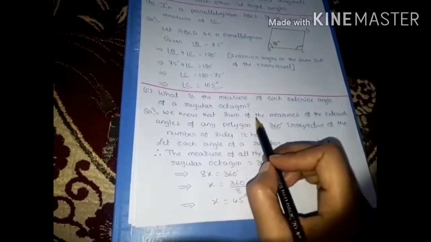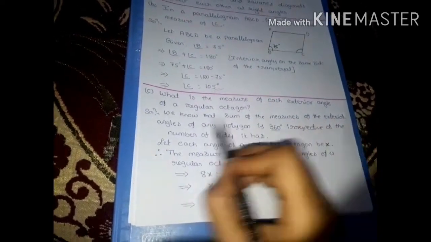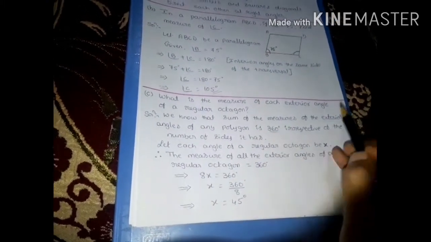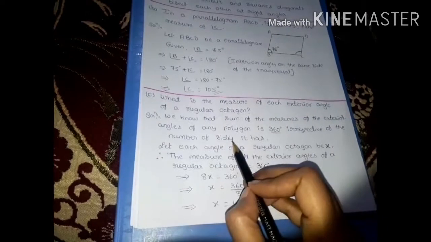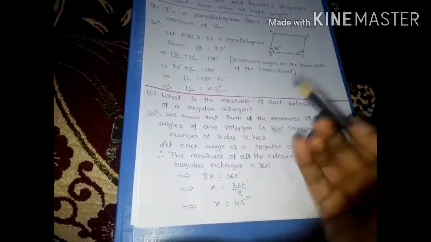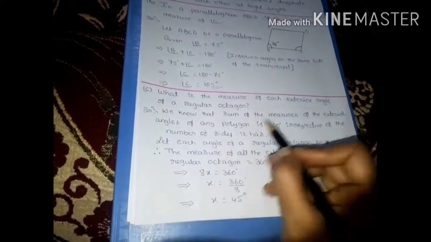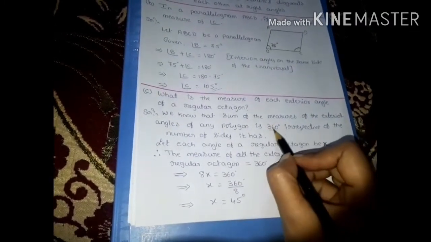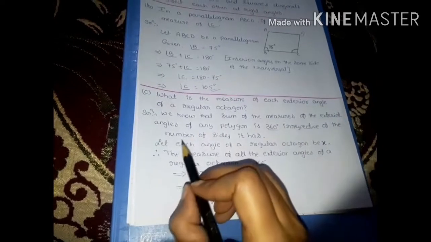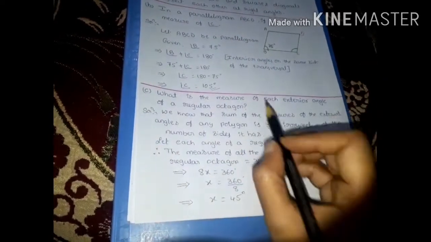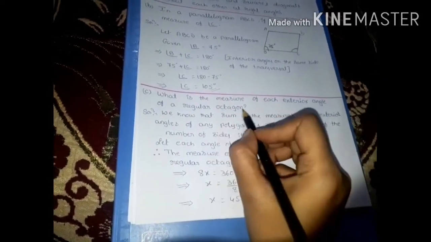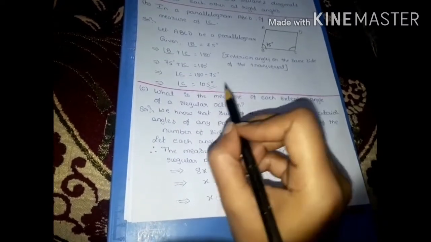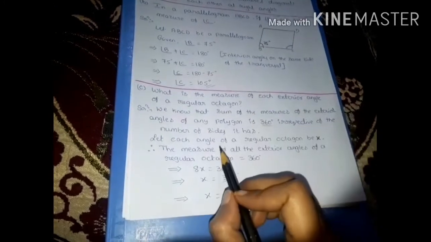We know that the sum of the measures of the exterior angles of any polygon is 360 degrees. Irrespective of the number of sides, it may be 5, 6, any number, the sum of the exterior angle measures is always equal to 360 degrees. Now we need only each angle of the octagon. In an octagon, how many sides are there? 8. 8 into each angle is equal to 360 degrees.